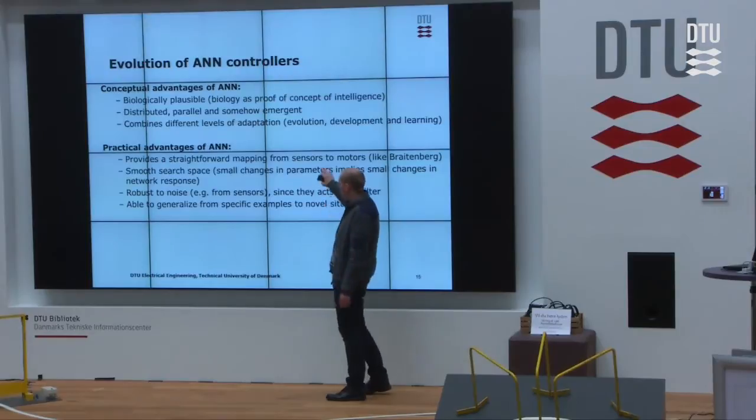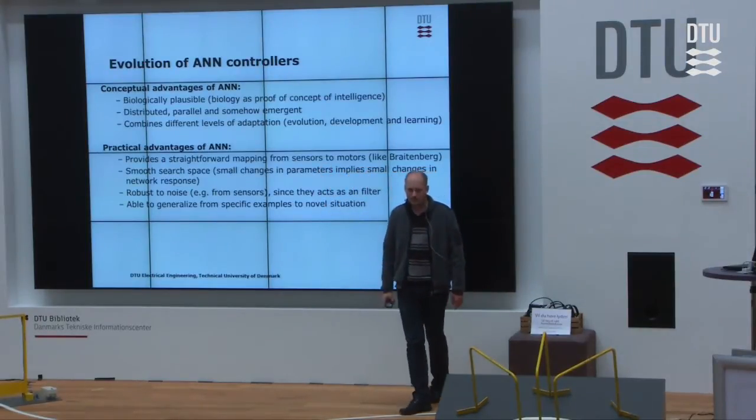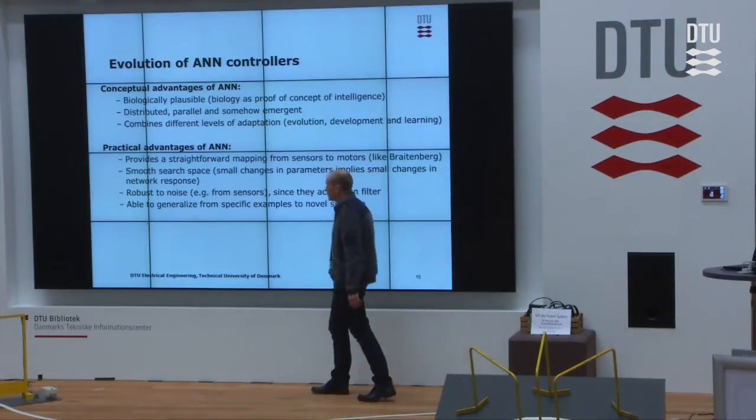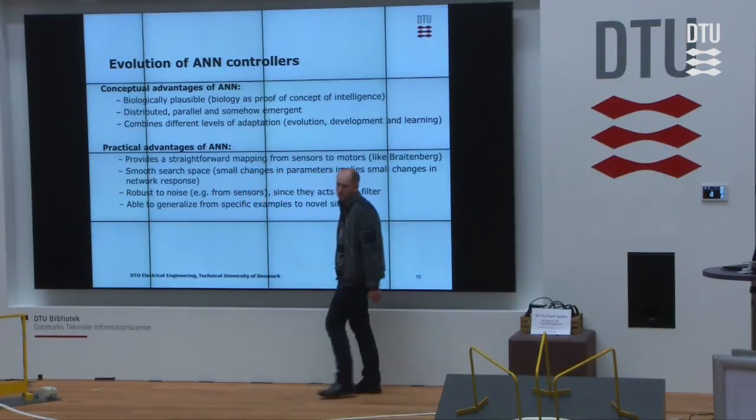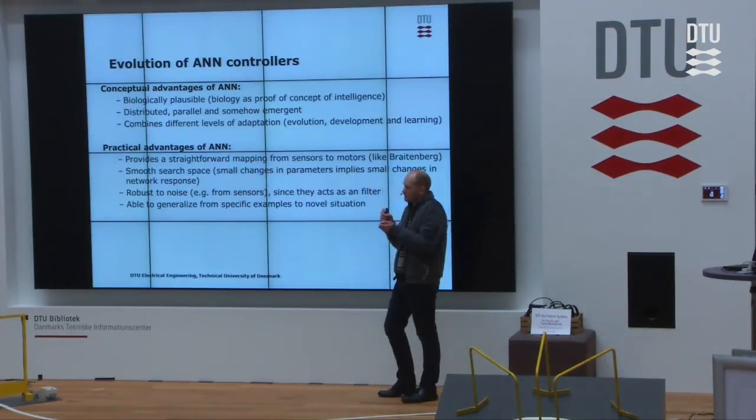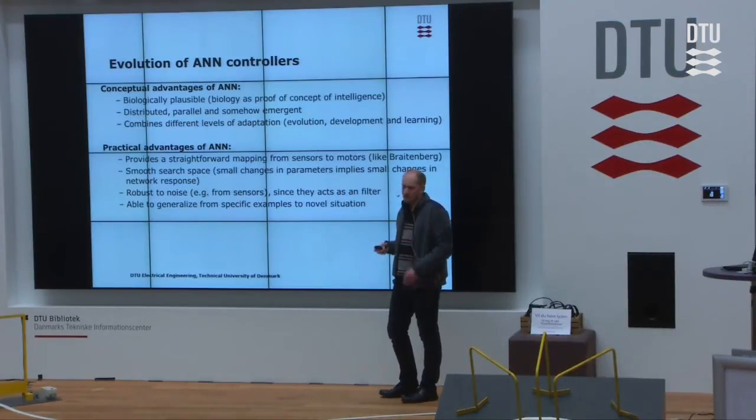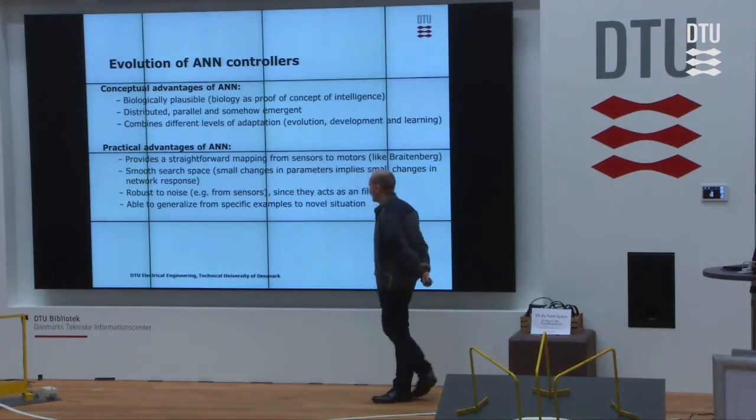It provides a straightforward mapping between the sensors and the motor, which is of course a limitation, but it can also be an advantage sometimes. And with respect to optimization algorithms, it provides a smooth search space, which is really nice. So if you change the parameters of the neural network a little bit, the behavior of the neural network doesn't change a lot, it changes a little, which is an advantage if you want to optimize the weights, for example.